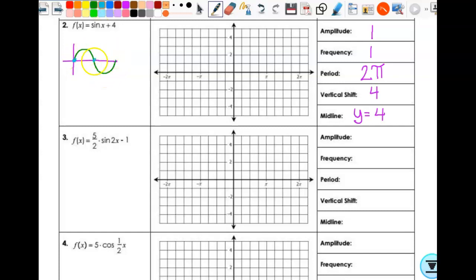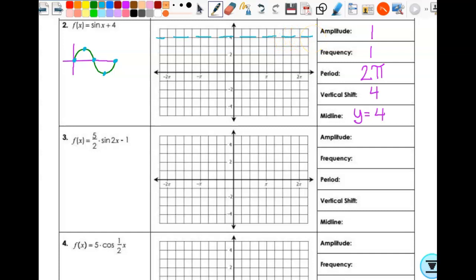There's 5 anchor points here. I have 3 that are zeros on the midline, and then 2 that would use the amplitude. First thing I'm going to graph is my midline, which is at y equals 4. So it's up here.